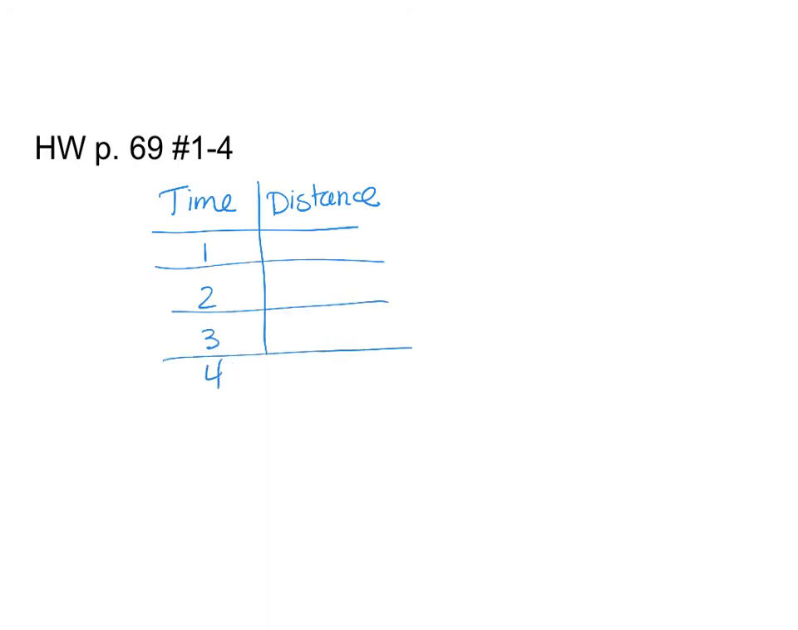All right, for right now, I would like you to work on page 69, 1 through 4. Number 1: you have time, and then you have distance. So you have 1, 2, 3, 4, and we're talking seconds here. The distance here is 6, 12, 18, and 24. I want to find the constant rate of change.